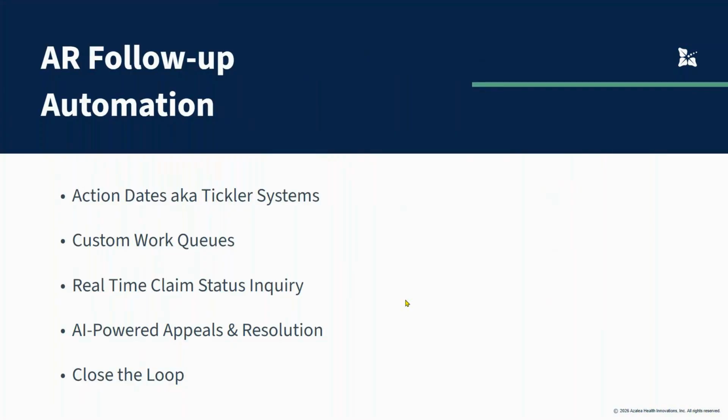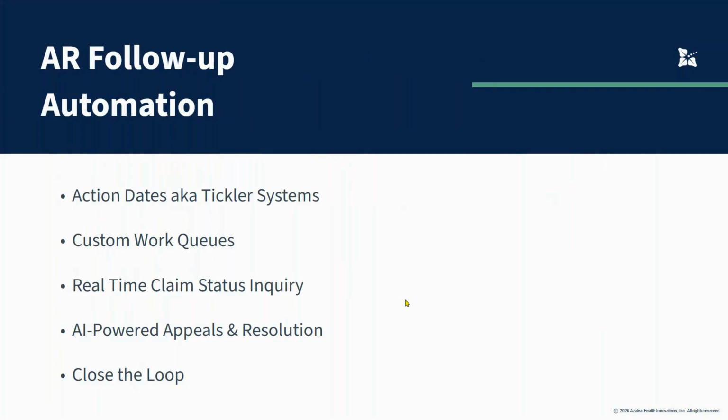Can you build work queues in your system? Most of the time you can. Let's build a pre-built work queue of my billed but unpaid Medicare, billed but unpaid secondary claims. So that way you're not running an aging report, which becomes outdated pretty quickly. You're working this stuff in real time.